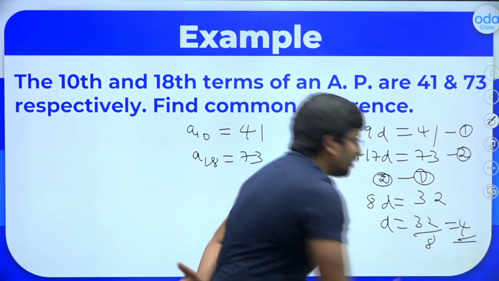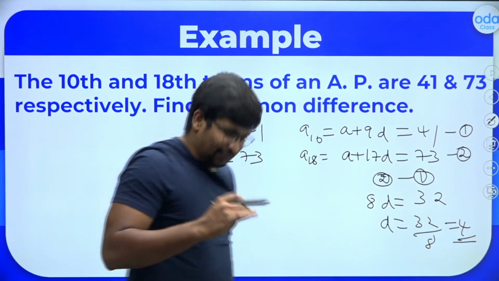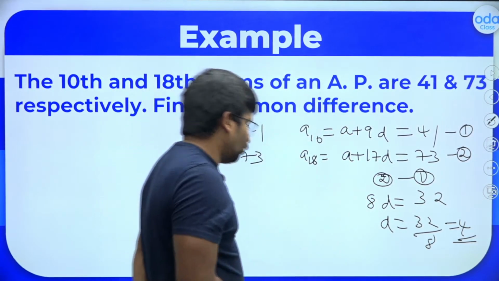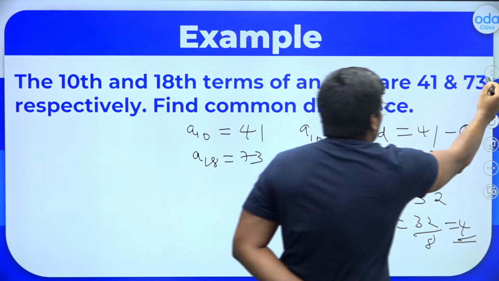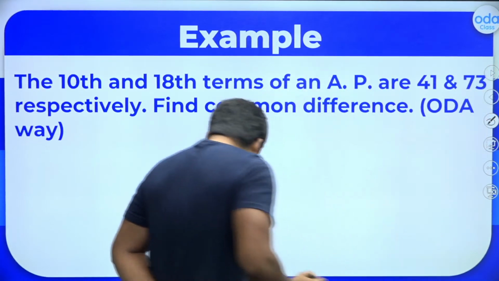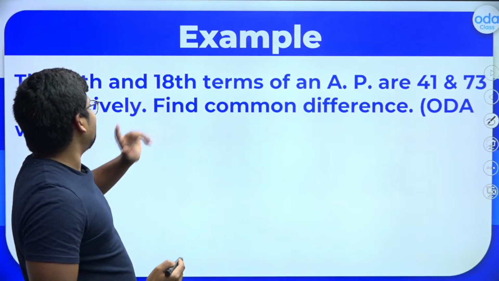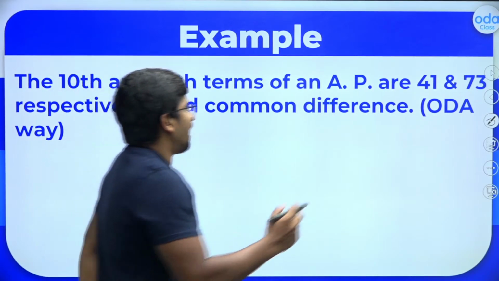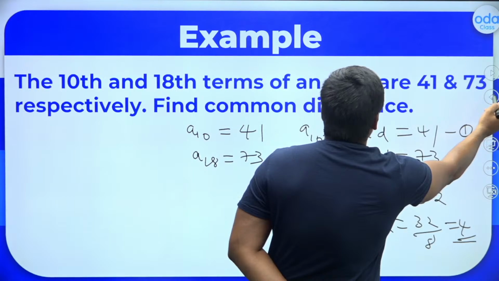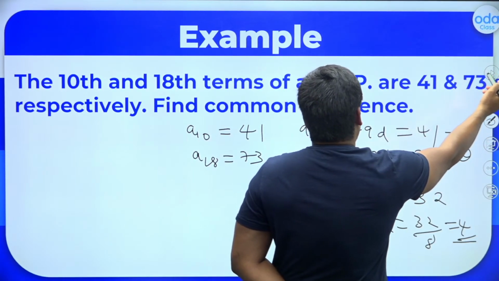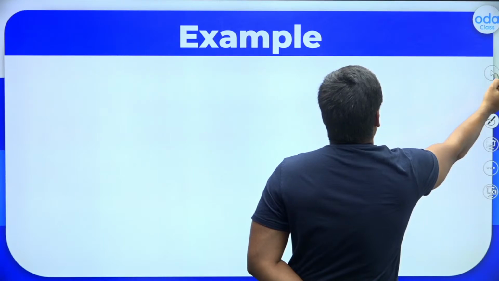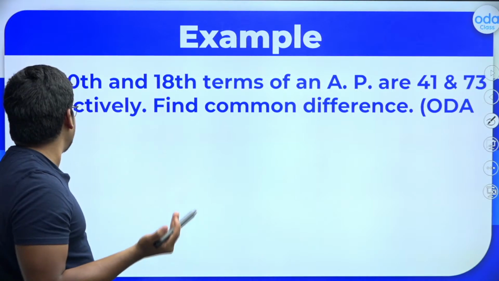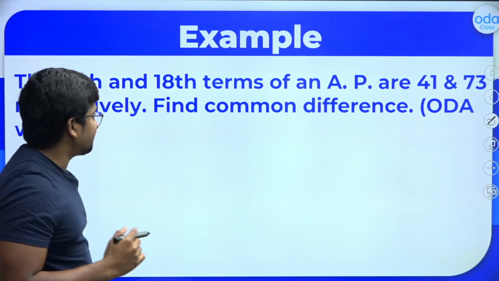This is how you have to do it in the board exam method. Now, is there an ODA way of doing it? Yes, my dear friends, there's a very easy ODA way of doing it. Let's see how we can do this question using the ODA method. The 10th term and 18th term are 41 and 73 respectively, find the common difference. That is what you require, right?